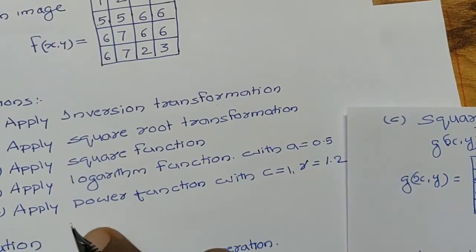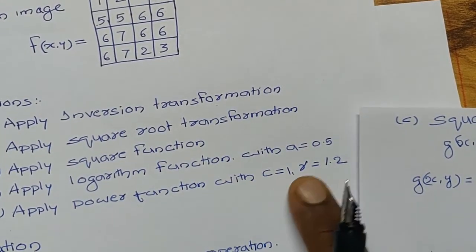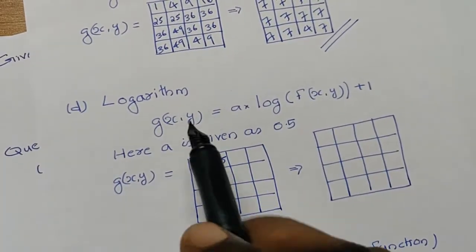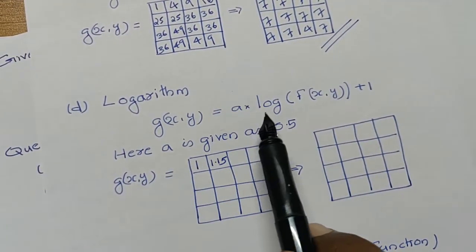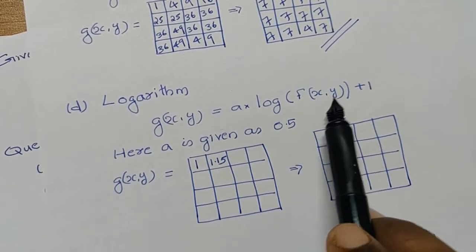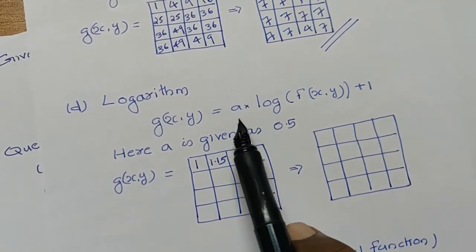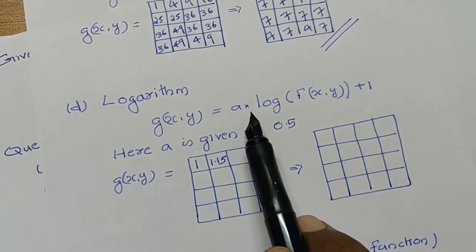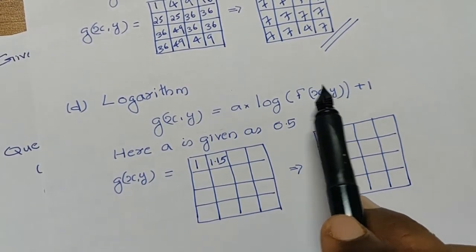The next problem is to apply the logarithmic function with a equal to 0.5. The equation for the logarithmic function is g of xy is equal to a log of f of xy plus 1, and we will take a equal to 0.5, therefore 0.5 into log of f of xy plus 1.